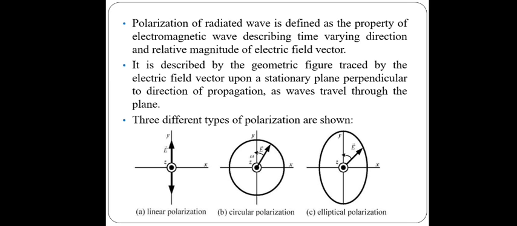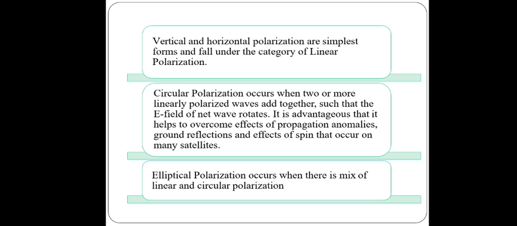Coming to this, linear polarization is vertically polarized; in circular polarization, Ex equals Ey; and in elliptical polarization, Ex is not equal to Ey. So this is about the polarizations of the antenna. Vertical and horizontal polarization is the simplest form. They fall under the category of linear polarization. Circular polarization, as I already told.